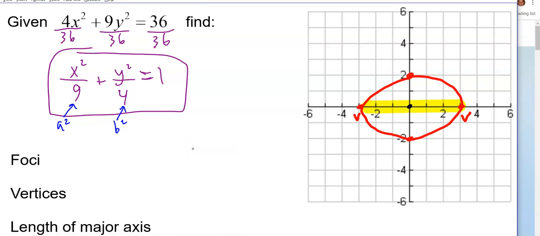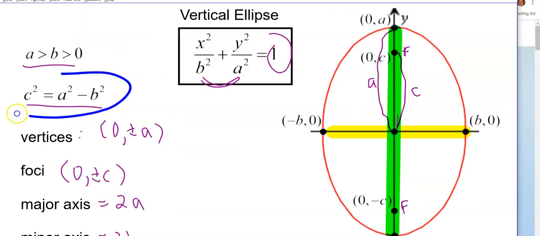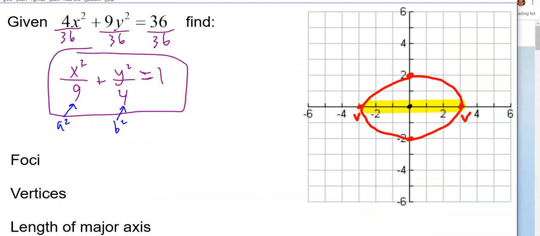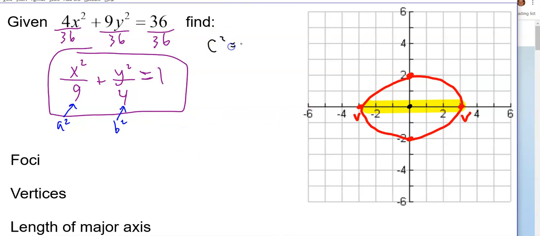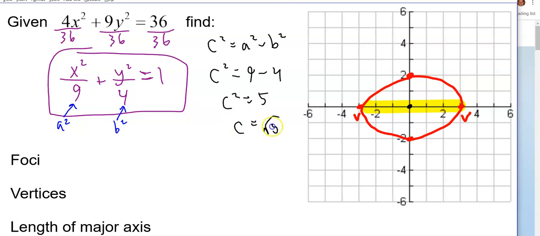You could use a formula, and we really need that formula, this one, right? You need c squared equals a squared minus b squared. So let's see if we can do this. c squared equals, well, a squared is 9, minus b squared is 4, so c squared equals 5. So c equals the square root of 5, because we took the square root of both sides. Don't forget plus or minus, except with a, b, and c, we're talking about positive values. They're distances here as far as ellipses are concerned.